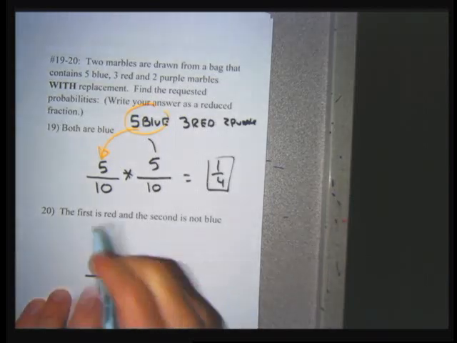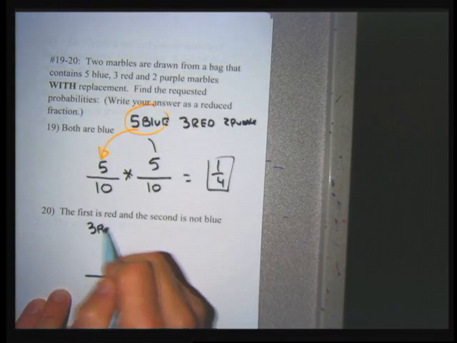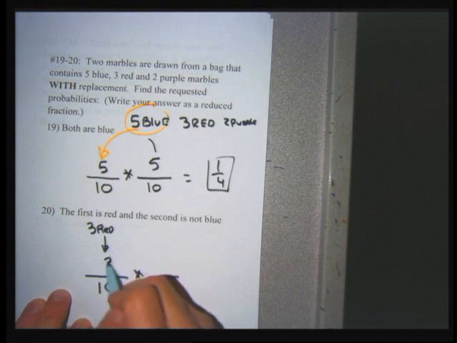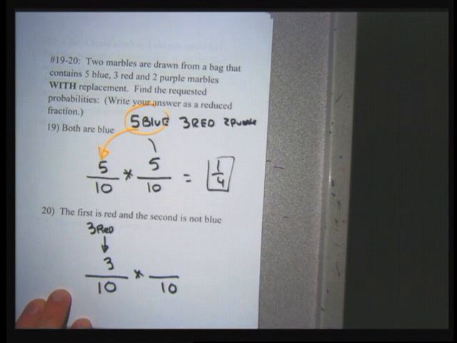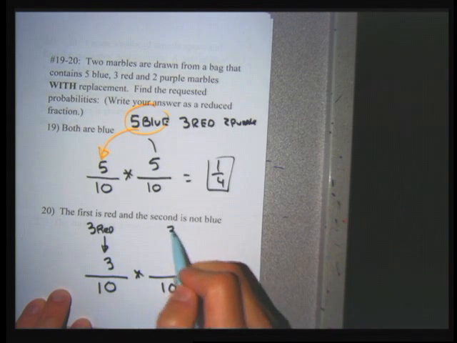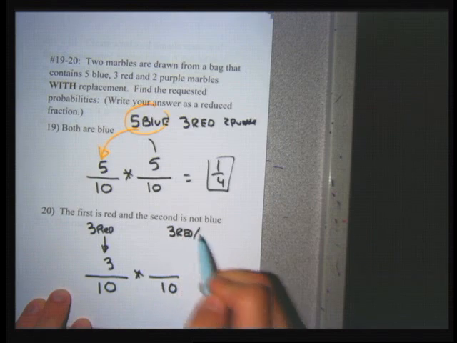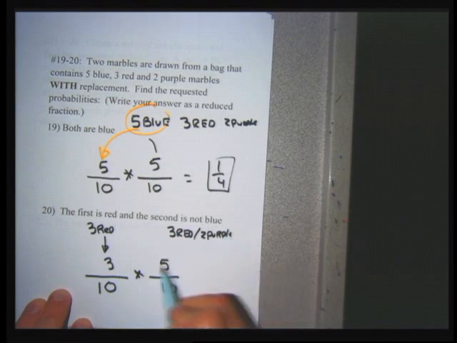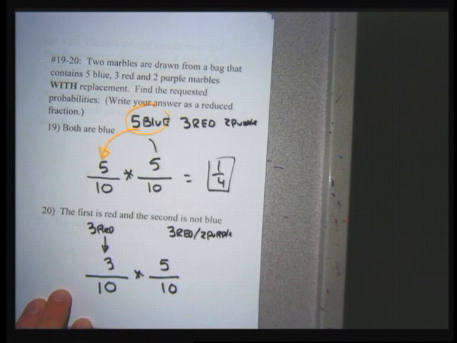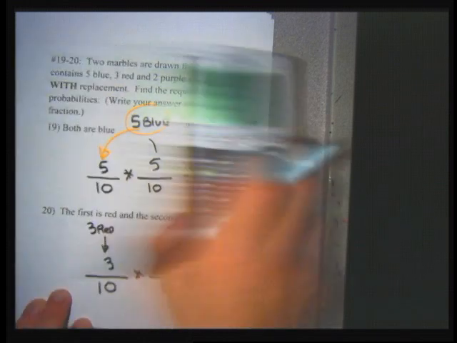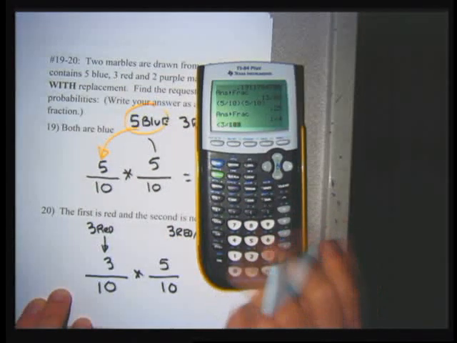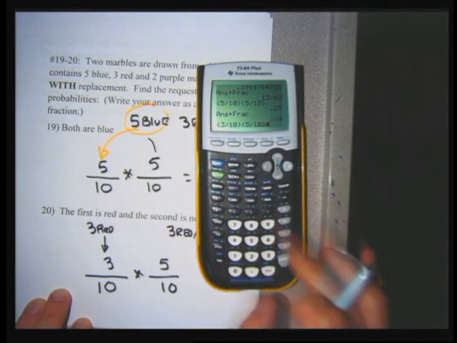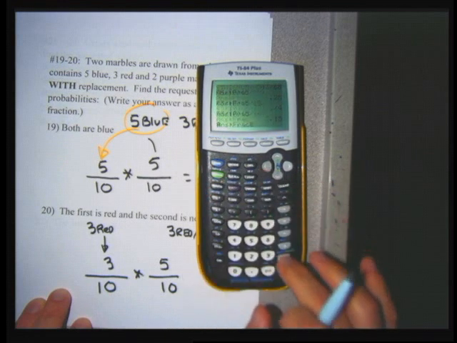For this next one, there are 3 reds, and I need the first one to be red. So the first numerator is going to be 3. And then for the second one, I still have all 10 marbles to choose from. And for the second one, it would be okay to get any of the 3 red or the 2 purple, because I want it not blue. So there's going to be 5 marbles in that bag that classify as not blue. So that's 3 over 10 times 1 over 2. What's that? 3 over 20. So parentheses 3 divided by 10, parentheses 5 divided by 10, enter, now math, enter, 3 over 20.